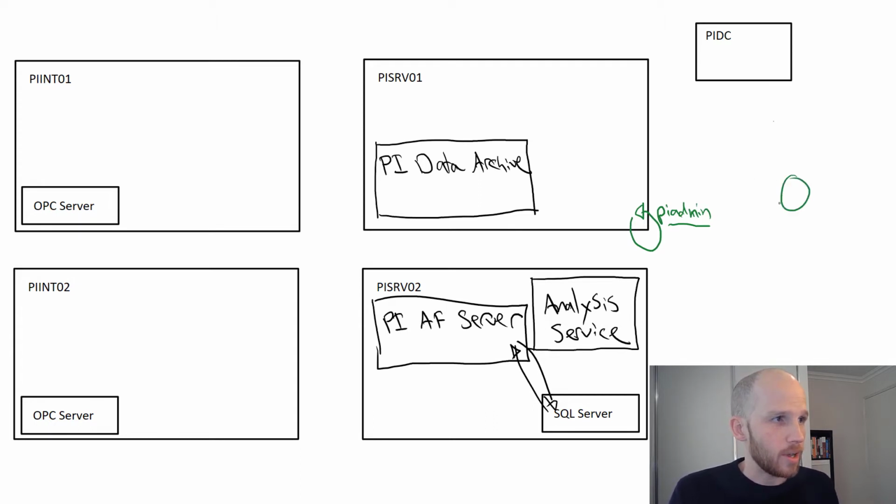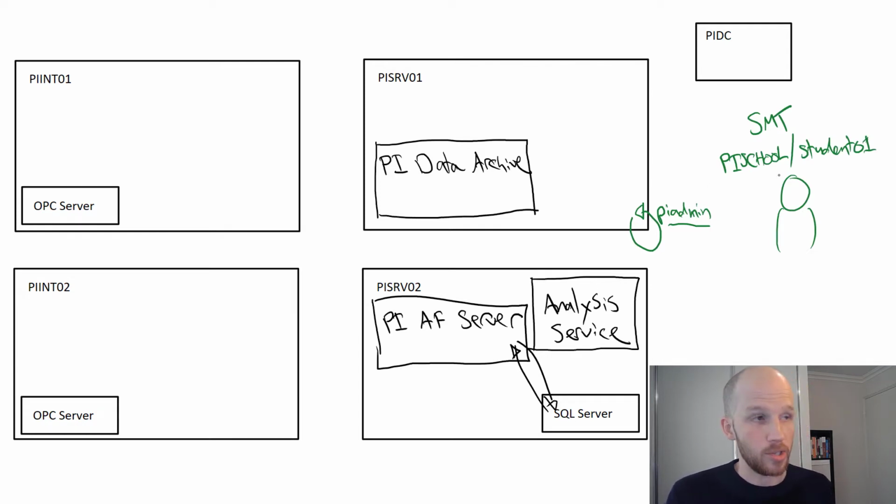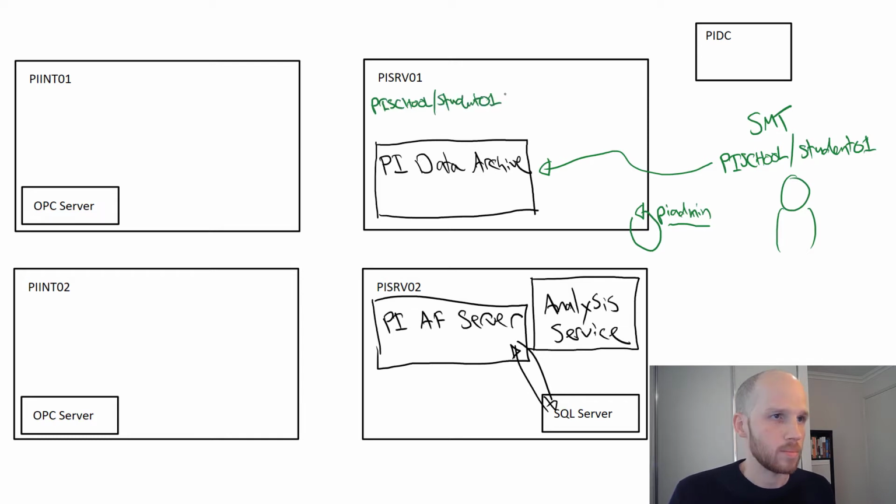So here we have a user. This is us. We're using an application called System Management Tools. We run PySystem Management Tools as this user, PySchool/Student01. So the domain is PySchool, and the user is Student01. We initiate the connection, and then the PyData archive checks its list of mappings. So it checks its list and sees, oh, okay, I know you. You're PySchool/Student01, and I've got a mapping for you to an identity.